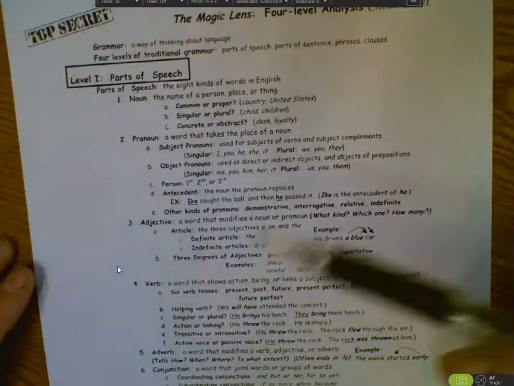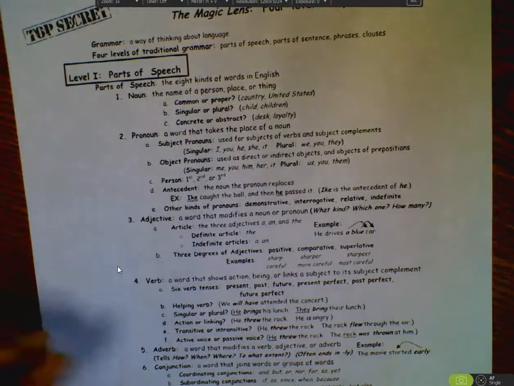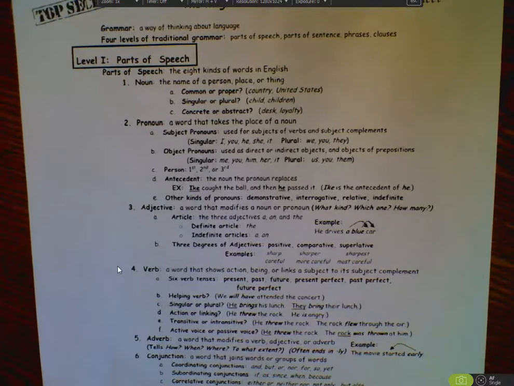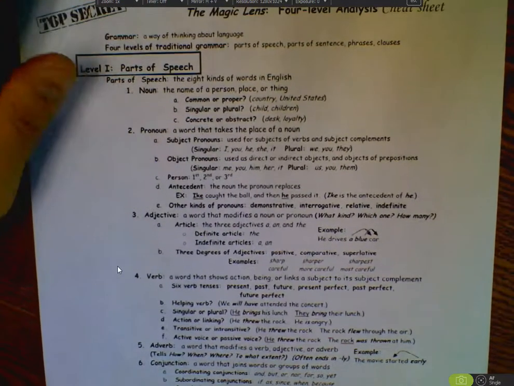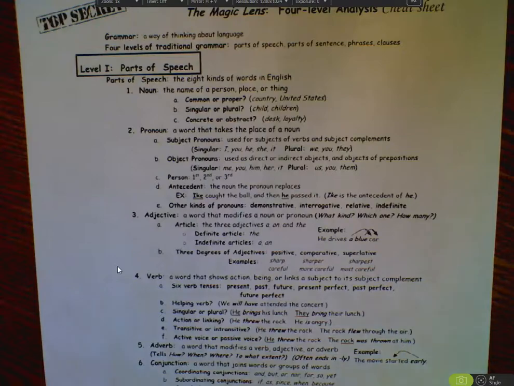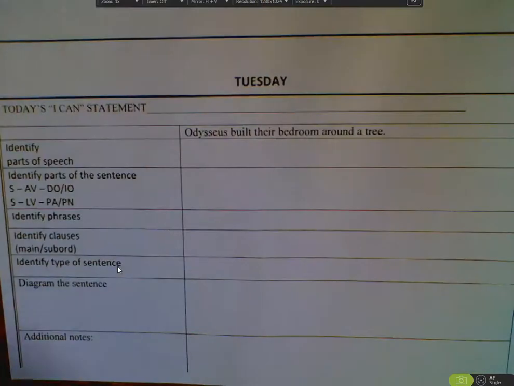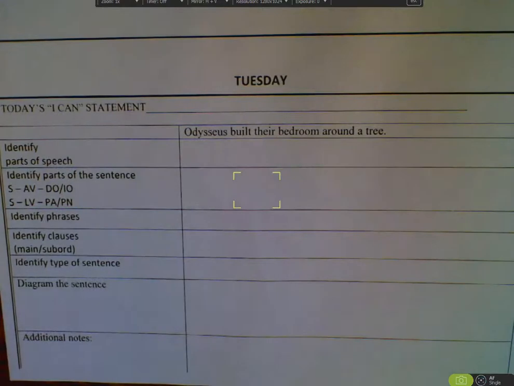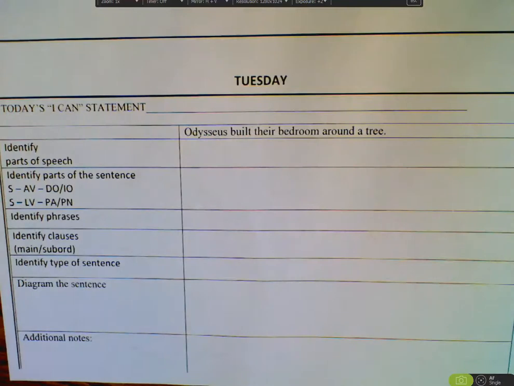Different types of verbs, different types of tenses, helping verb, singular, plural, action or linking, transitive or intransitive. Remember, transitive just means it has a direct object. Adverb, conjunctions, prepositions, interjections, and so forth. That's the parts of speech. So let's quickly go through the parts of speech for the sentence. Now remember, here's the sentence right here for you, as I'm going to go ahead and focus in a little bit better on that. Odysseus built their bedroom around a tree.